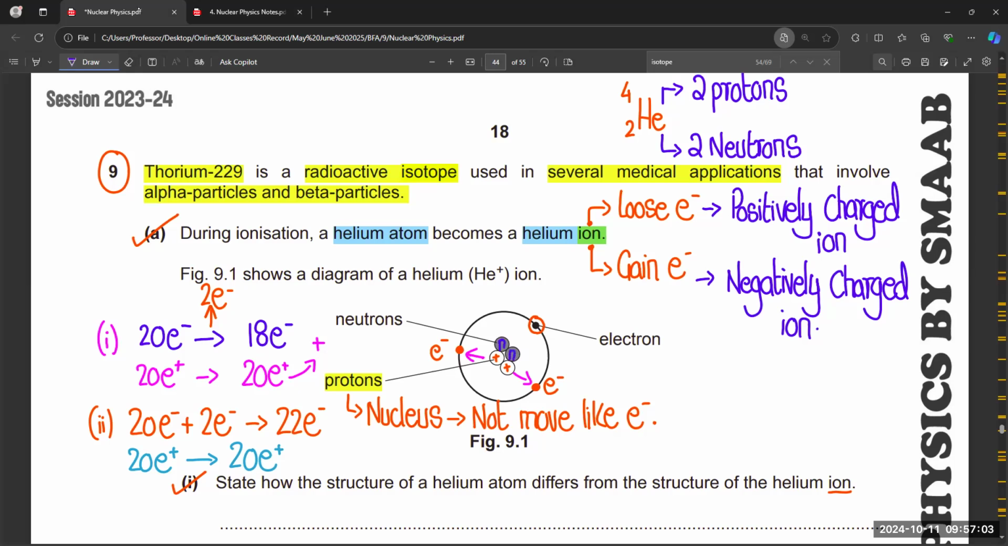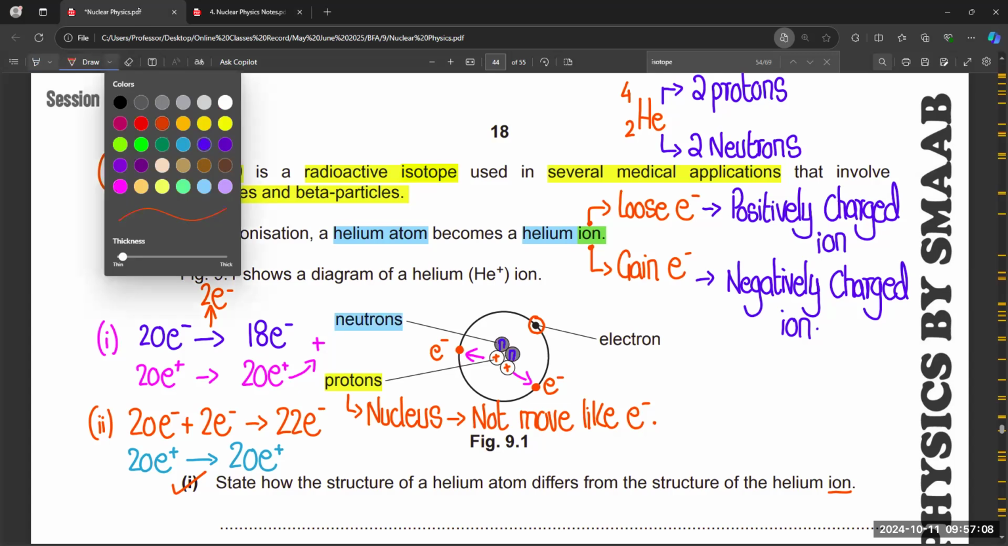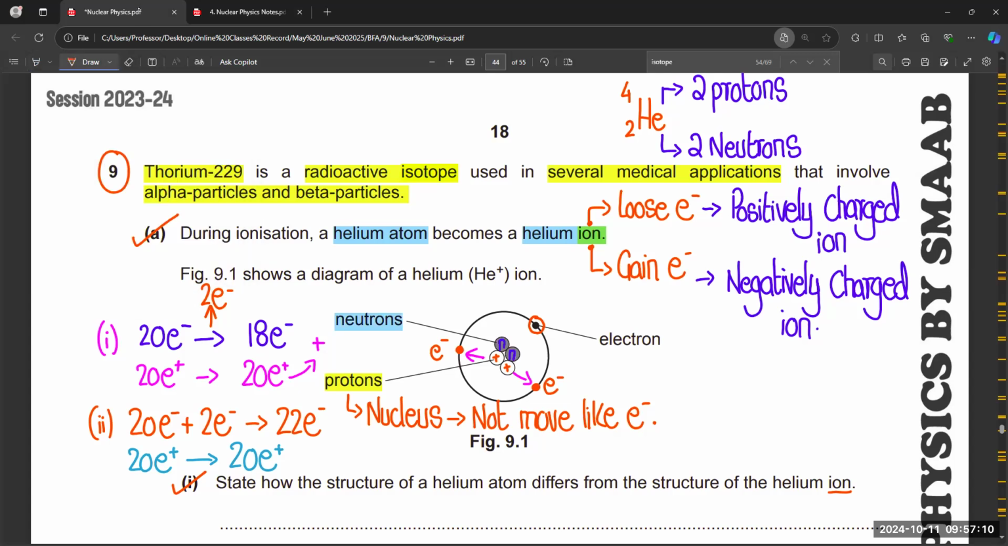Sir, I also have a doubt. Yes. The e represents electrons, right? So how is it positively charged? Yes. Basically, we are using the symbol e to represent charge. Okay.